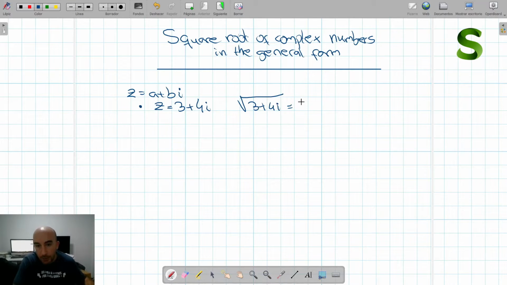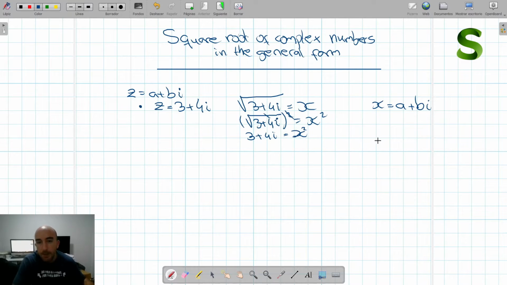We're going to call that square root x, and we are supposing that x is written in the form a plus bi. Okay, so what are we going to do? Well, we're going to square that whole equation. Okay, so we're going to raise it to the power of 2, and by doing that, the square root goes on the left, and we have that 3 plus 4i equals x squared. But x is a plus bi, so it can be written like this, and we can multiply that.